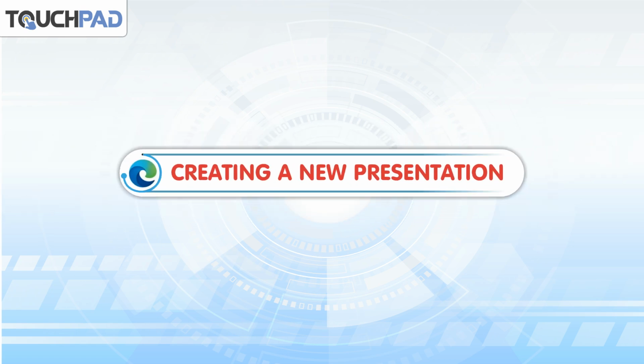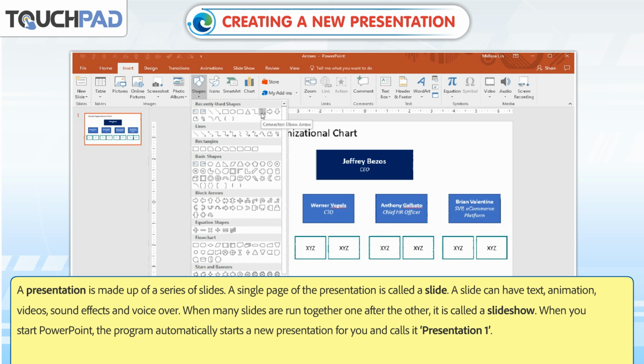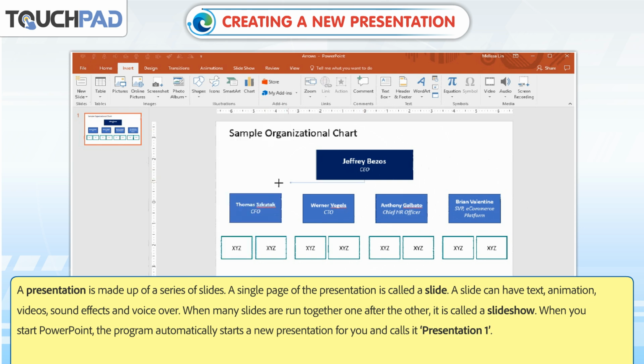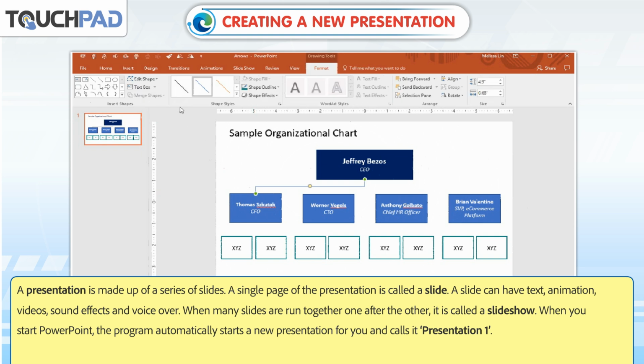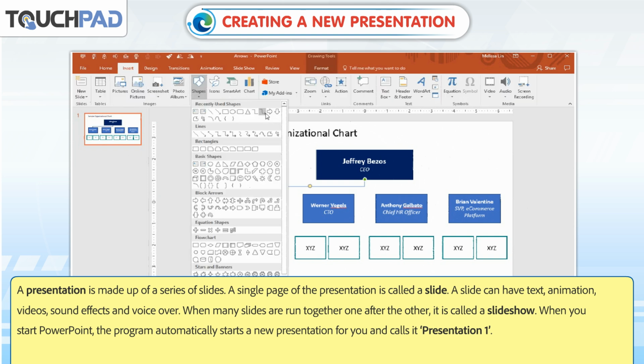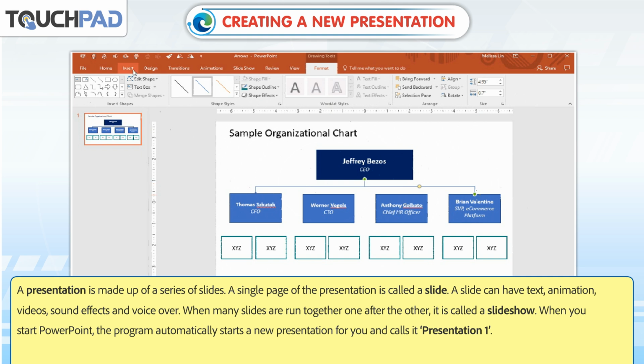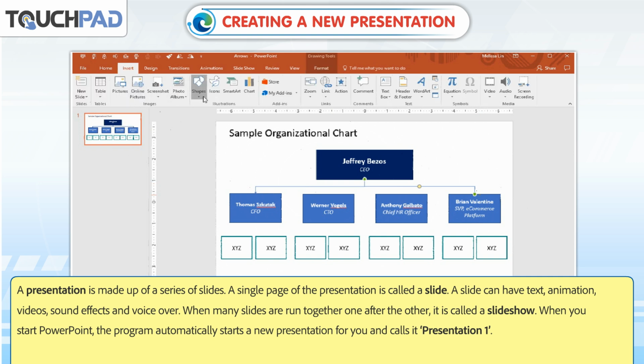Creating a new presentation. A presentation is made up of a series of slides. A single page of the presentation is called a slide. A slide can have text, animation, videos, sound effects, and voiceover. When many slides are run together, one after the other, it is called a slideshow.